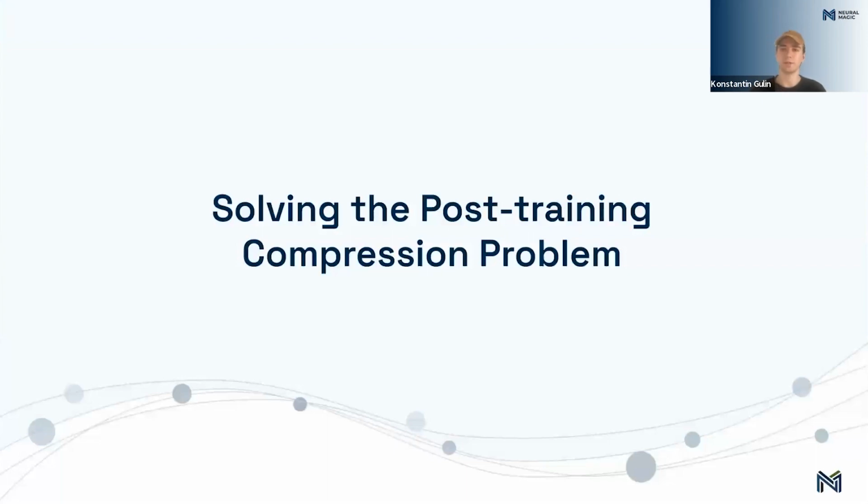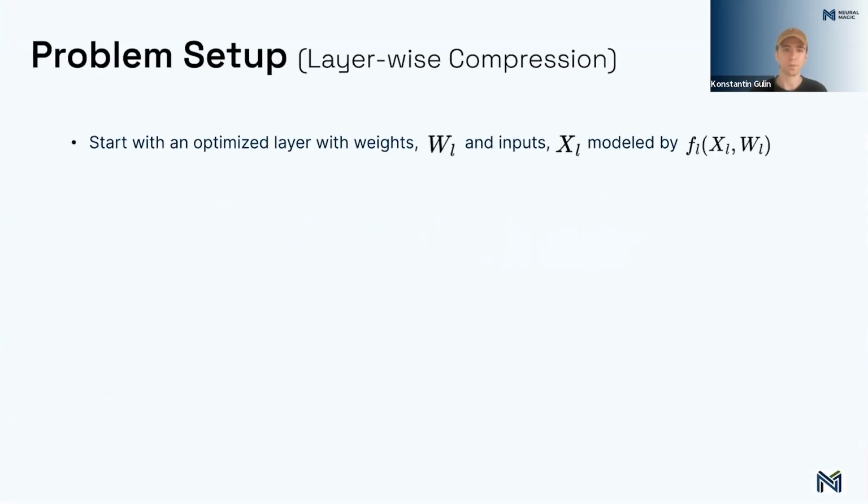But okay, let's dive into the actual post-training compression problem and set up a problem we're trying to solve that we can then give the OBC and OBQ solution to. So, we start with an optimized layer and we have some inputs. Optimized layer, how do we get that? Well, that's what training does, right? When we have a trained model, then our layers are, at least theoretically, optimized or very close to optimal on the loss surface with respect to the inputs.